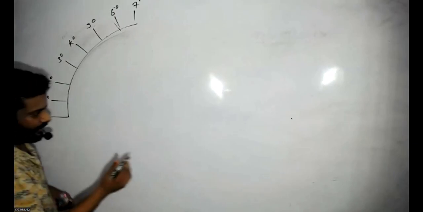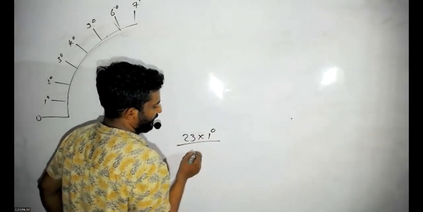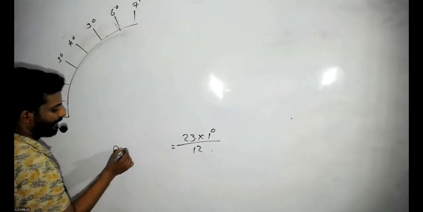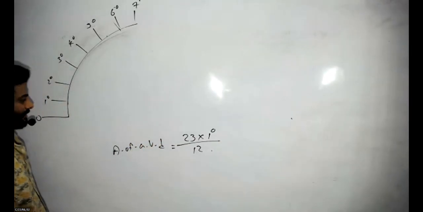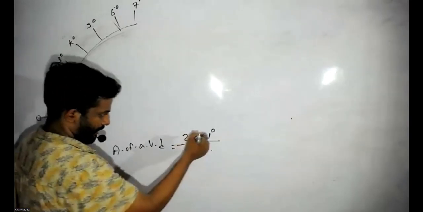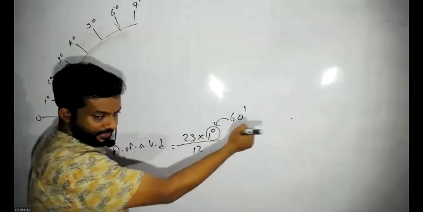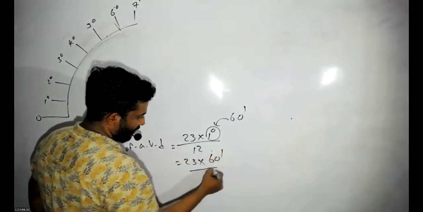You need to draw this diagram, then you can identify all the points. This main scale is calibrated in 1 degrees. Then 23 1-degree divisions coincide with the 12th vernier division. Then you can find the angle of a vernier division. Today, this 1 degree you can express in minutes. 1 degree is equal to 60 minutes, no? Then the answer is 23 into 60 minutes divided by 12.